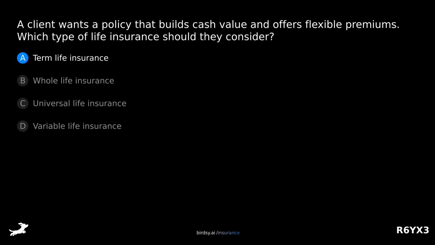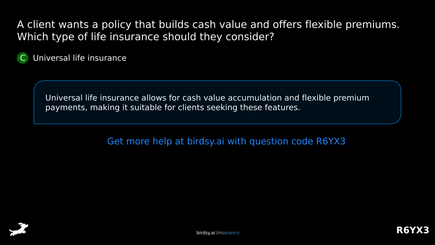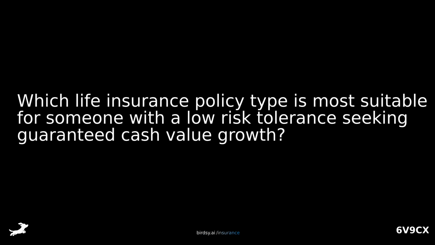Is it A, term life insurance, B, whole life insurance, C, universal life insurance, or D, variable life insurance? The answer is C, universal life insurance. Universal life insurance allows for cash value accumulation and flexible premium payments, making it suitable for clients seeking these features. Which life insurance policy type is most suitable for someone with a low risk tolerance seeking guaranteed cash value growth?